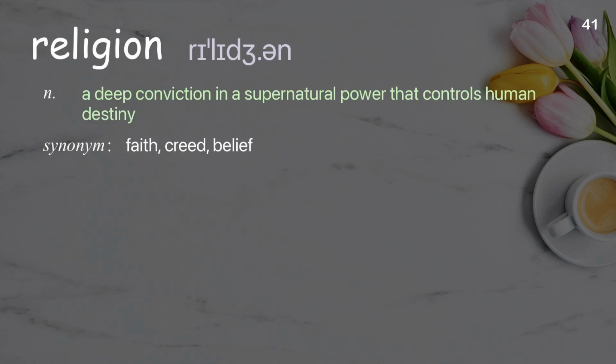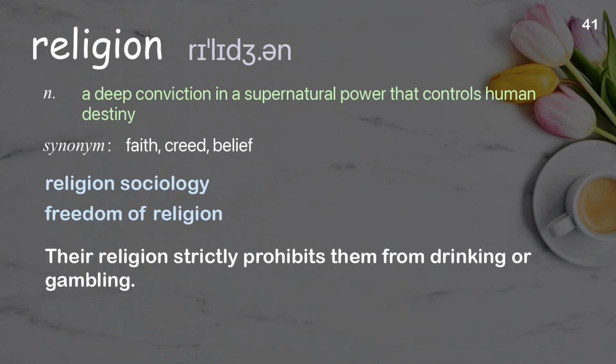Religion: a deep conviction in a supernatural power that controls human destiny. Examples: Religion sociology, freedom of religion. Their religion strictly prohibits them from drinking or gambling.